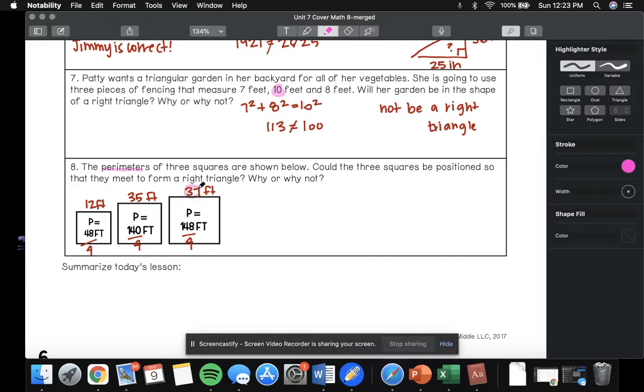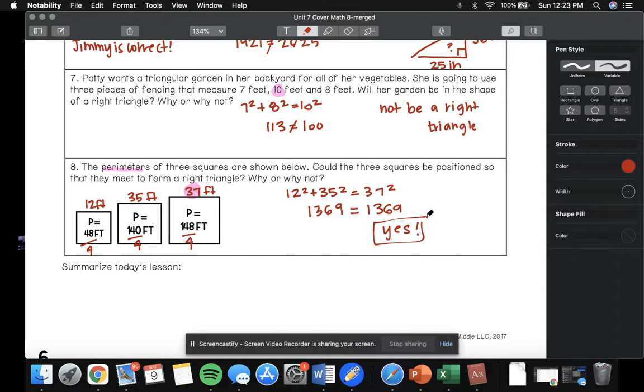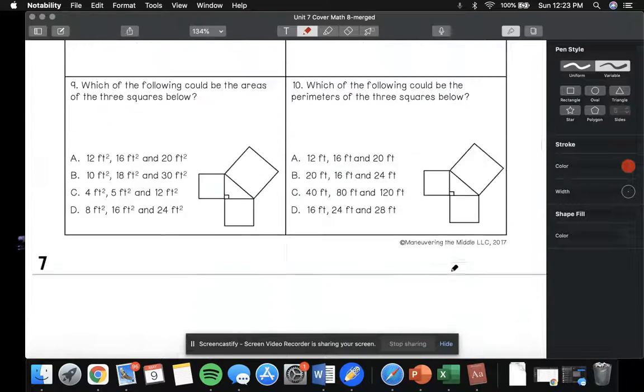So now we're going to test to see if this would be a right triangle. So we're going to do 12 squared plus 35 squared. Does that equal 37 squared? So 12 squared plus 35 squared is 1,369. And we're trying to see if that's 37 squared, which it absolutely is. And our work seems to be showing us everything we need to know. So your practice today is page 7.